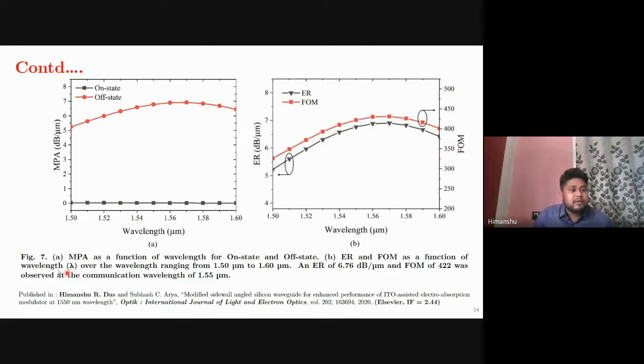Now coming to figure 7a, here figure 7a shows the change of insertion loss over the entire wavelength range for both the off state and on state.